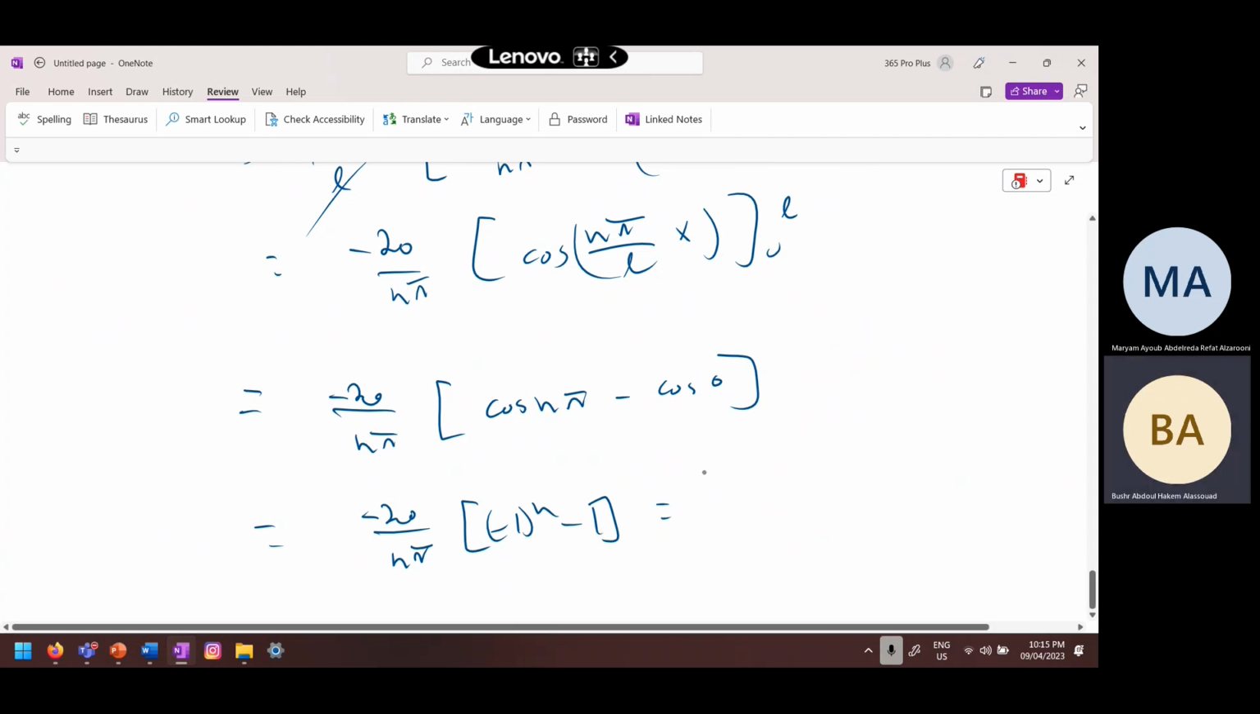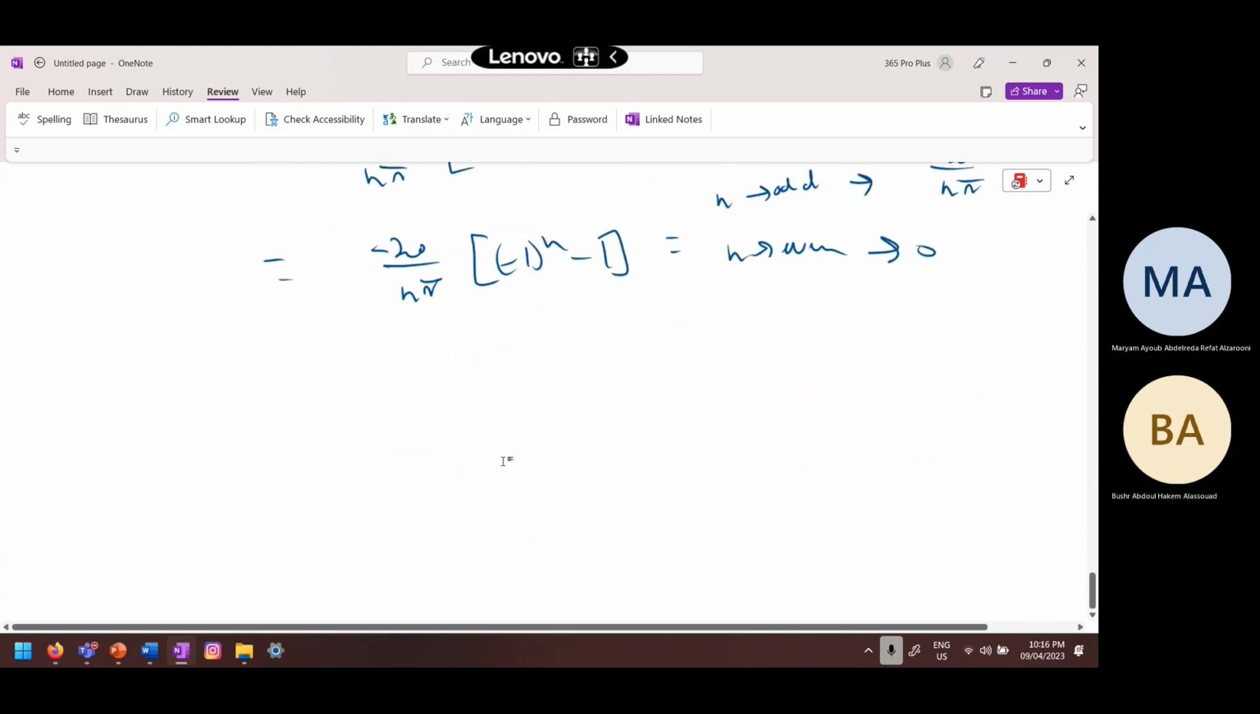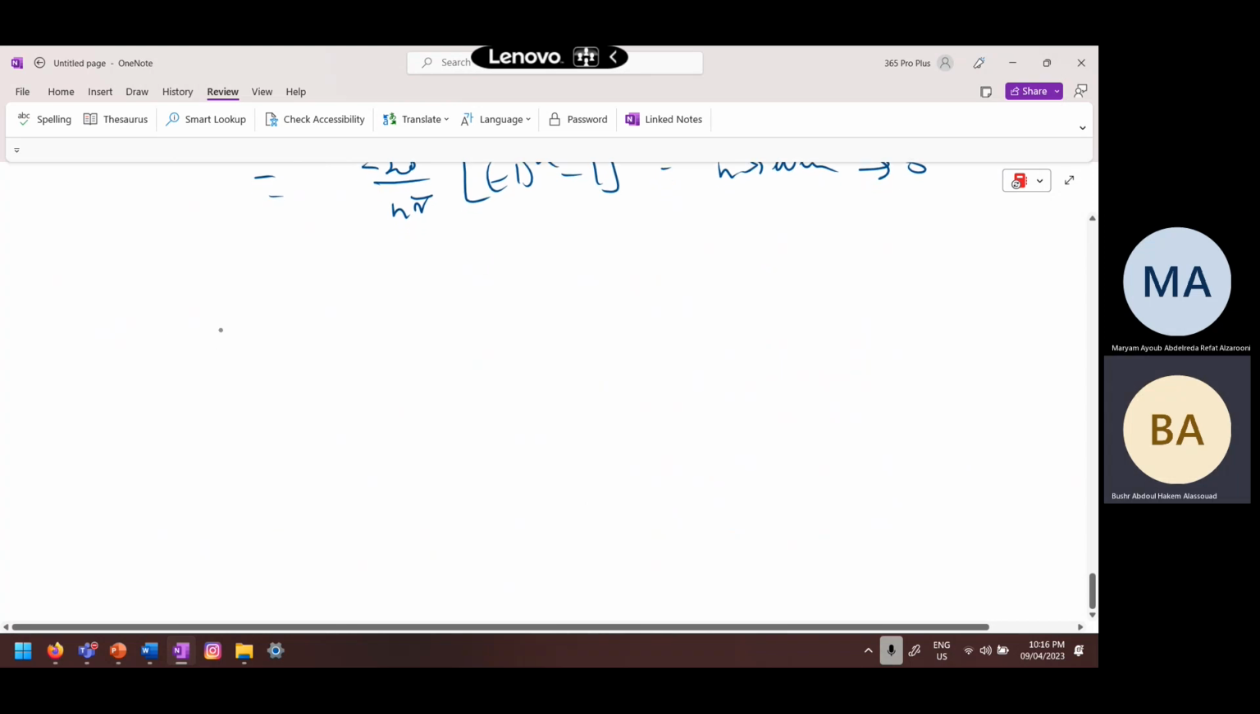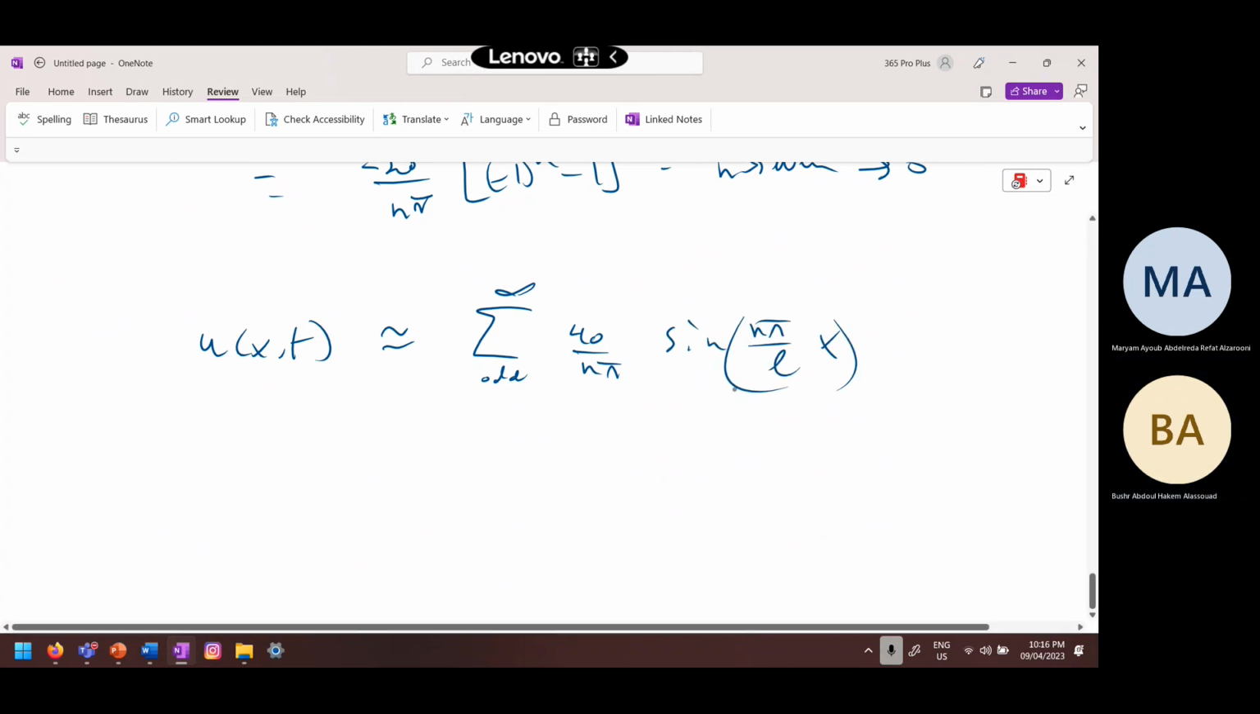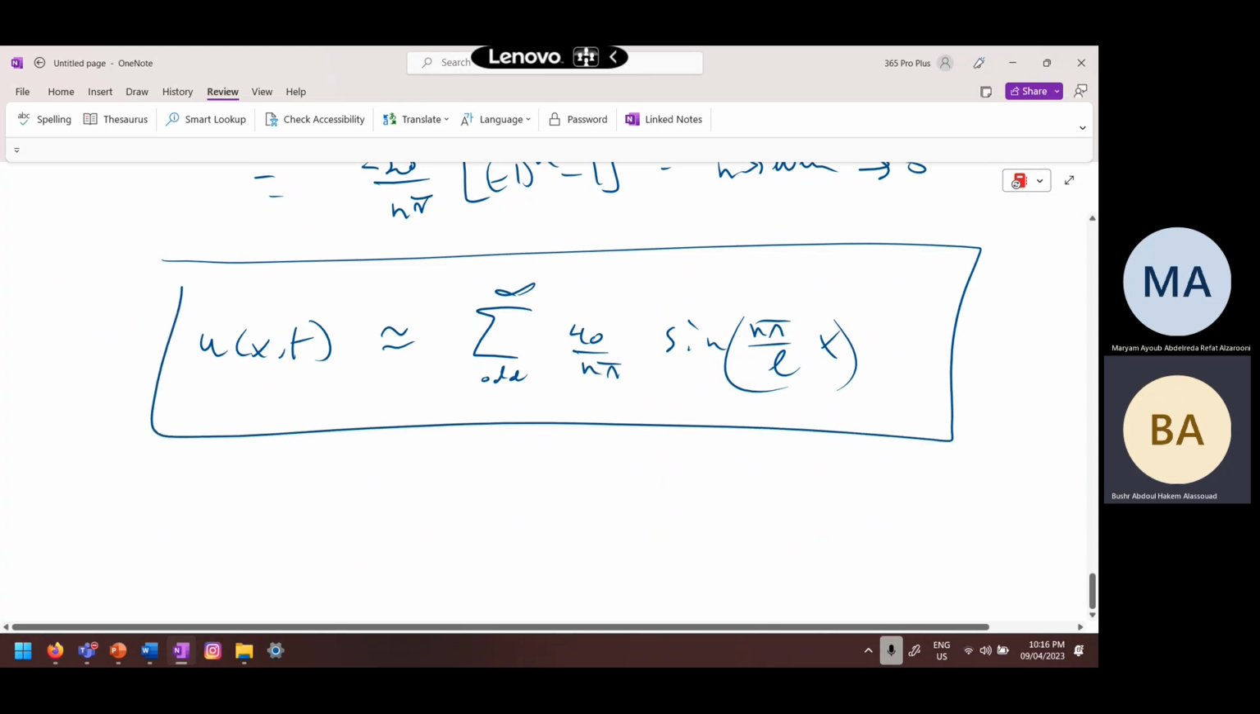Okay, try the n odd test. If n is odd, you'll get 40 over n pi. If n is even, you'll get 0. Eventually, we'll end up with this. The Fourier series is indicated as follows: the approximation, sum over odd n to infinity, 40 over n pi, sine n pi over L x. And this is our solution for the whole problem.